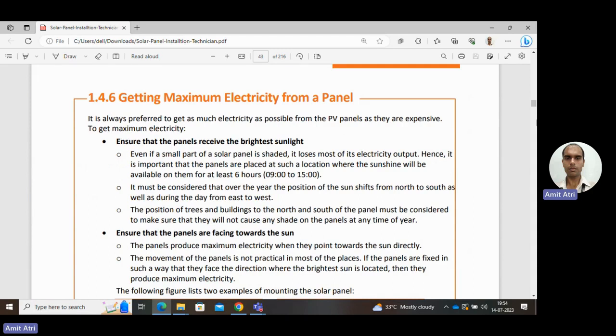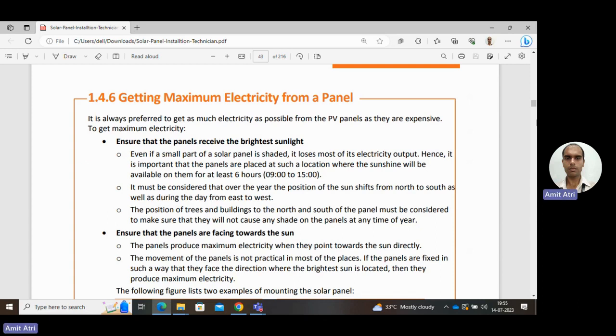Okay, next topic is getting maximum electricity from a panel. To get maximum efficiency, first of all, we must ensure that the panel receives the brightest sunlight. Even if a small part of a solar panel is shaded, it loses most of its electricity output. Hence, it is important that the panels are placed at a location where sunshine will be available on them for at least 6 hours.